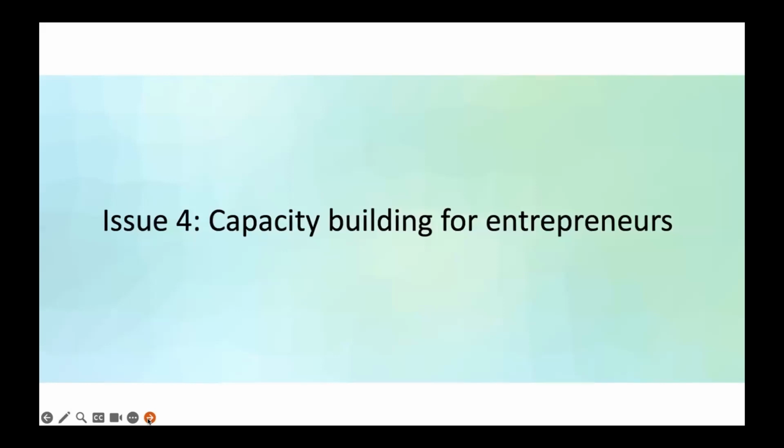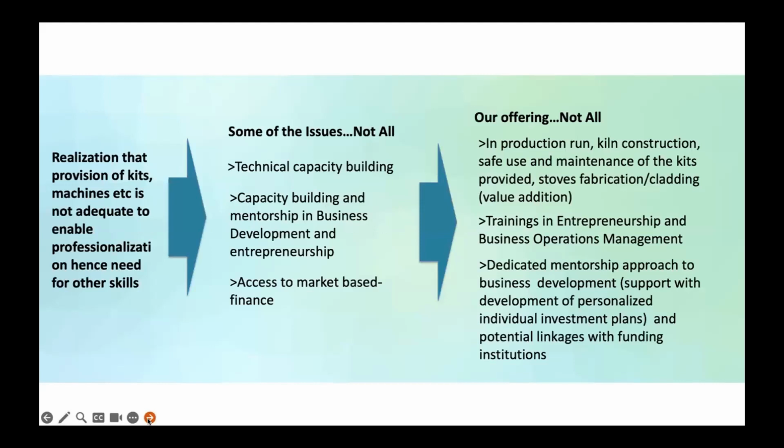And then now issues of capacity building for entrepreneurs, mentioned earlier. Next slide. We realized that the kits, like I mentioned earlier, machines, are not adequate to enable professionalization. So we also focus on the other skills. We do capacity building from a technical perspective, and we also do mentorship for entrepreneurs. And then we have a focus on access to market-based finance. So in technical issues, we train and retrain our entrepreneurs on production processes, kiln construction, safe use and maintenance of the equipment we are giving them, but also trainings on value addition for the stove so that at least we make more money from these processes.